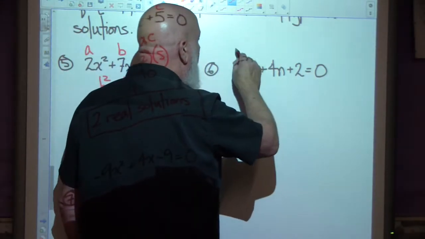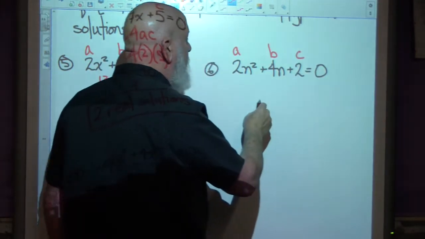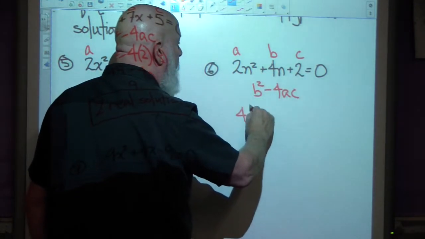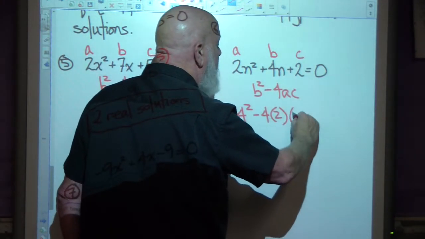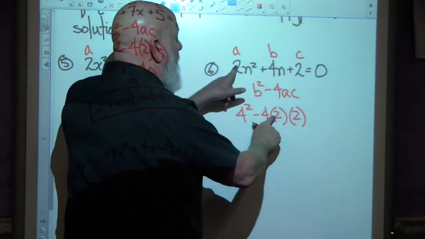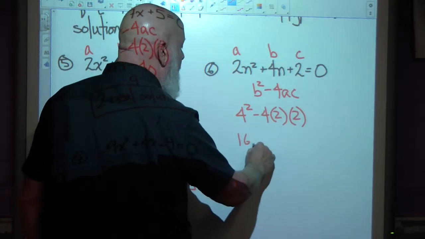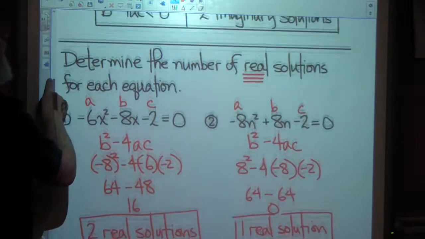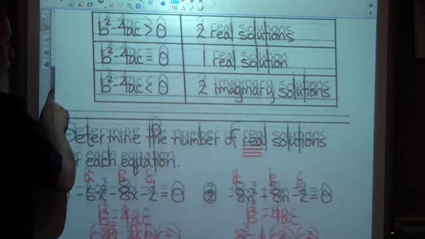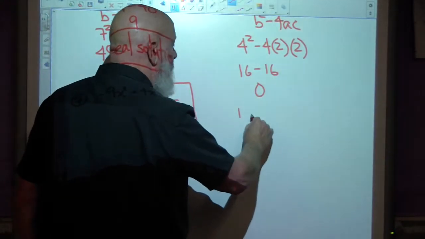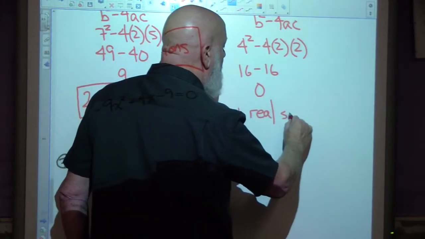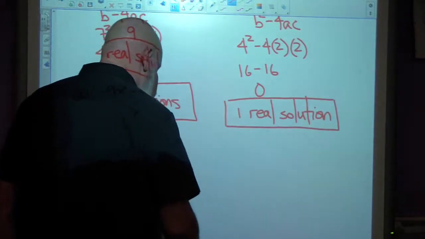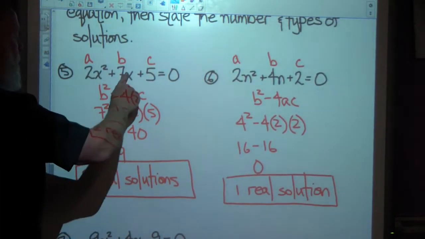Here we got set equal to 0. A is 2, B is 4, C is 2. B squared minus 4AC will yield 4 squared minus 4 times 2 times 2. And when we perform our arithmetic, that's 16 minus 4 times 2 times 2, which is 16. That's 0. If the discriminant is exactly equal to 0, there's 1 real solution, so that's what we're going to write. 1 real solution. Yay! I sure hope I'm not making a mistake. Let's see if I made a mistake here. I didn't. Yay!